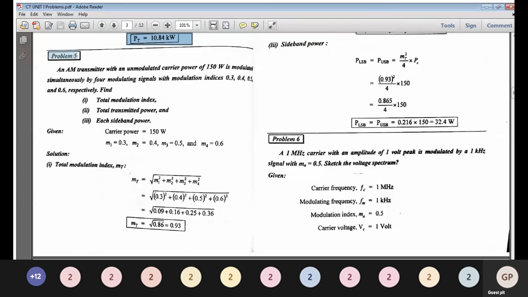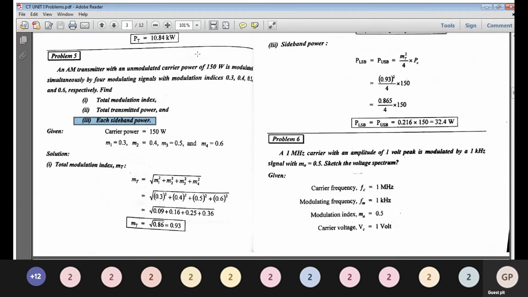Our next problem. Okay, Dhamma. An AM transmitter with unmodulated carrier power PC is modulated simultaneously by four modulating signals: 0.3, 0.4, 0.5 and 0.6 respectively. Find, number 1, we have to calculate the total modulation index value. Number 2, total transmitted power value. Number 3, each sideband power value.